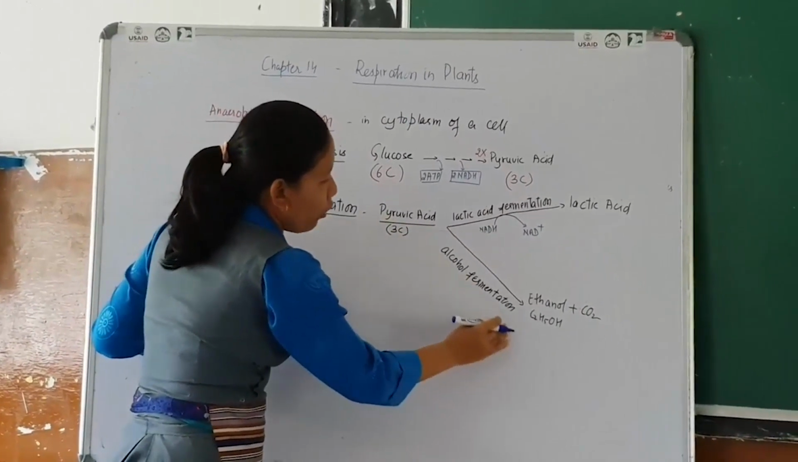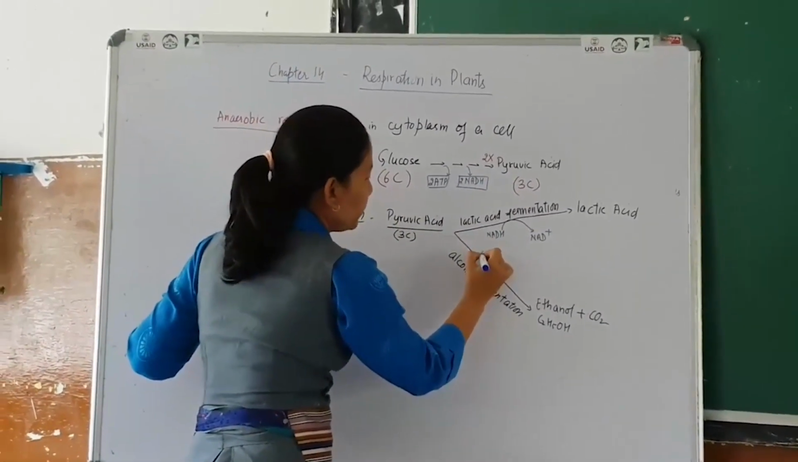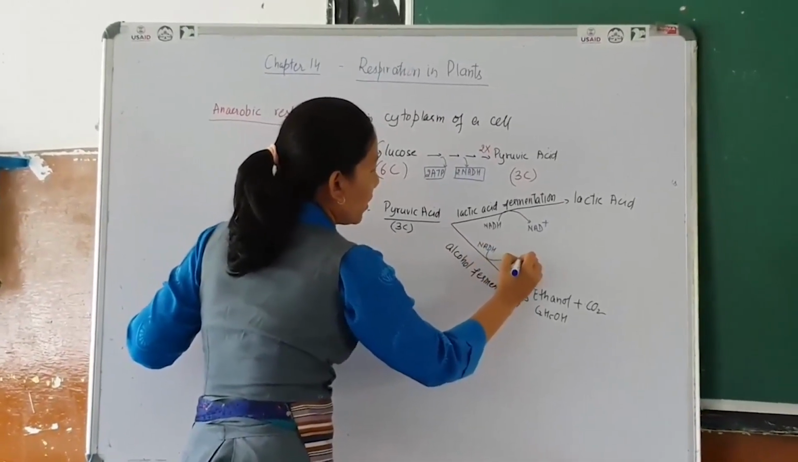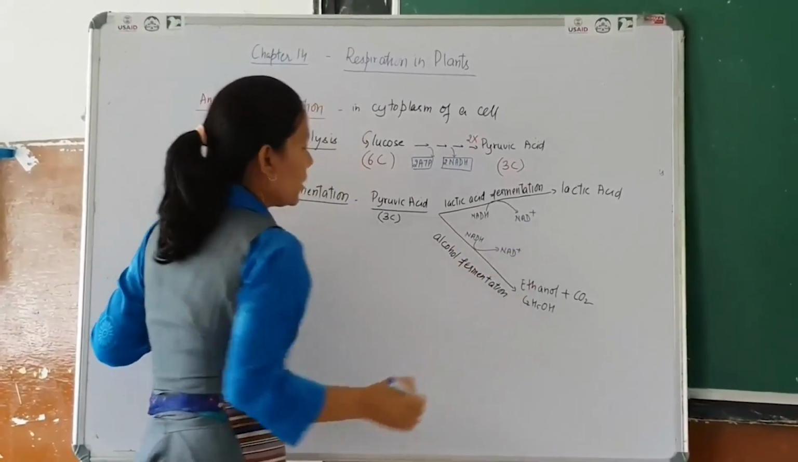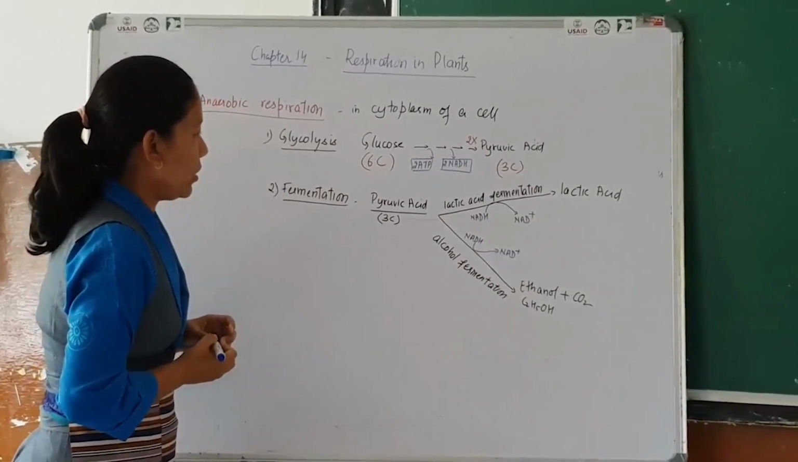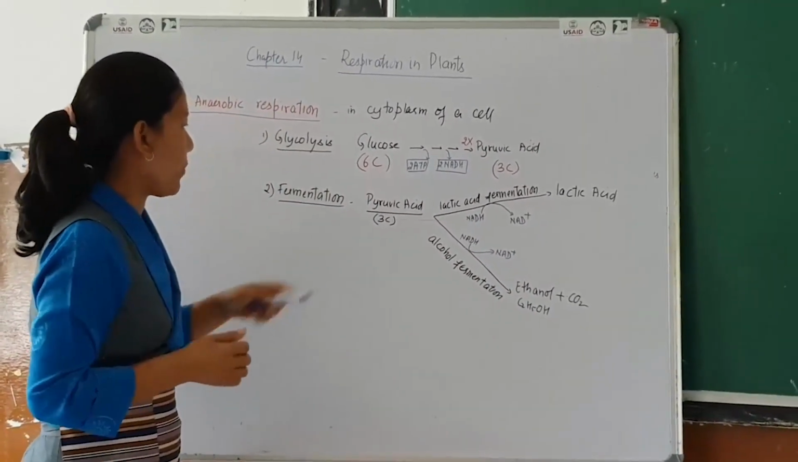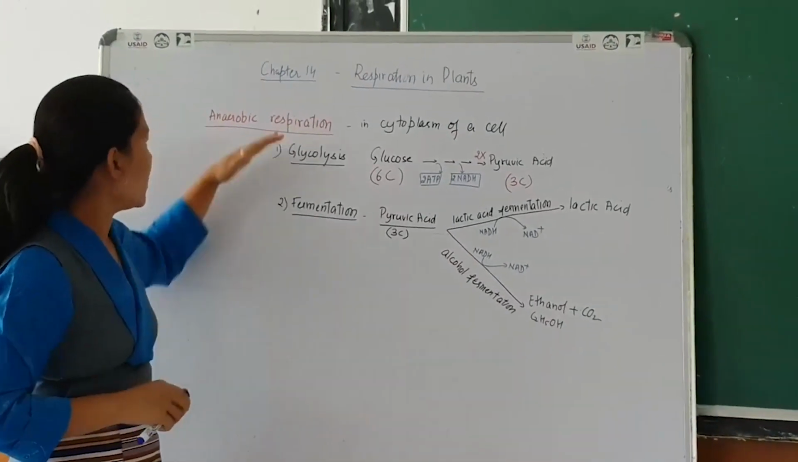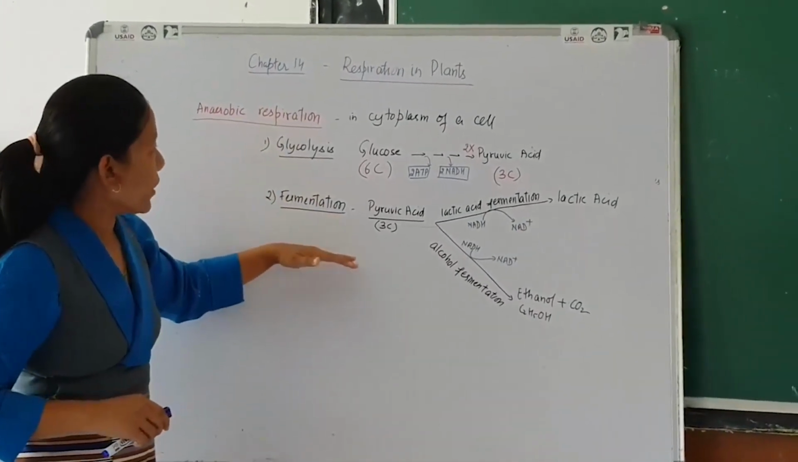Likewise, for the alcoholic fermentation, again NADH is used to reduce pyruvic acid in the formation of ethanol. Okay, so this is about the anaerobic respiration.